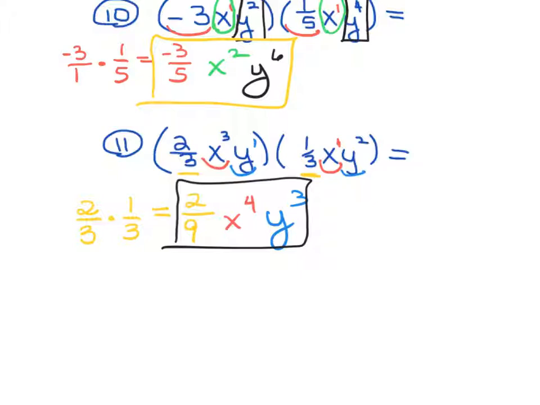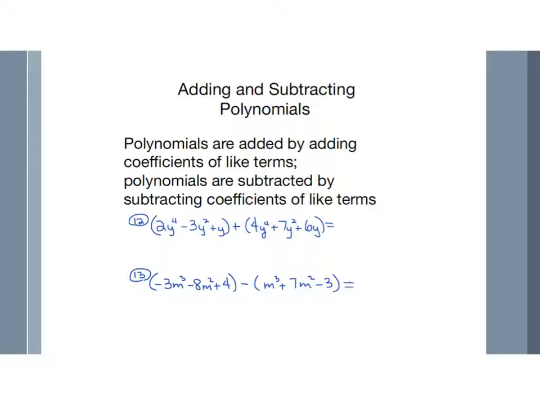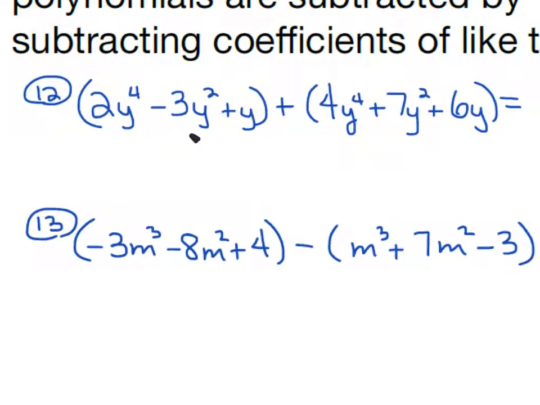Pretty good? All right, let's try adding and subtracting polynomials. So polynomials are added by adding coefficients of like terms. Polynomials are subtracted by subtracting the coefficients of like terms. When we add and subtract polynomials, we're not doing anything with the exponents. All we're doing is adding and subtracting the coefficients, so the numbers in front of the variables. So let's go ahead and look at our first example. So essentially all we're doing here is combining like terms.